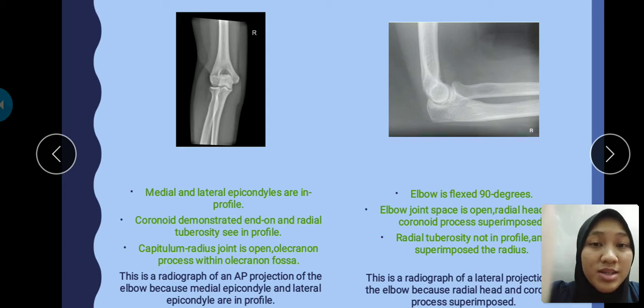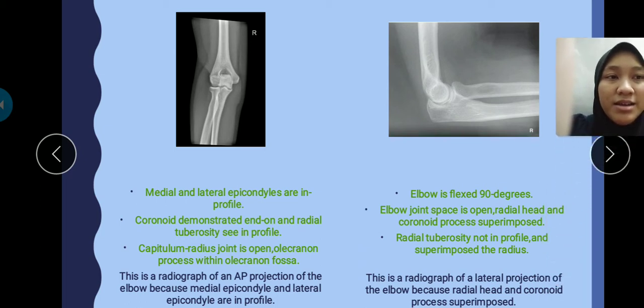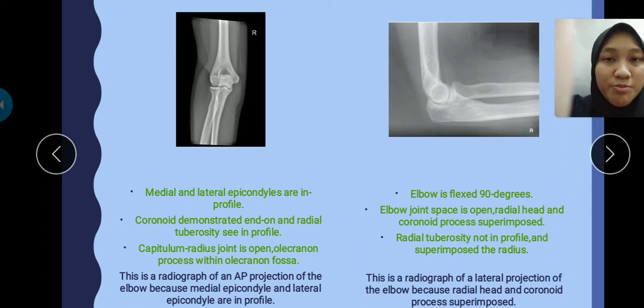So we continue to the lateral projection of elbow. The criteria are first, elbow is flexed 90 degrees. Second, elbow joint is open. Radial head and coronoid process superimposed. And third, radial tuberosity not in profile and superimposed on the radius. So this is a lateral projection of elbow because radial head and coronoid process superimposed.